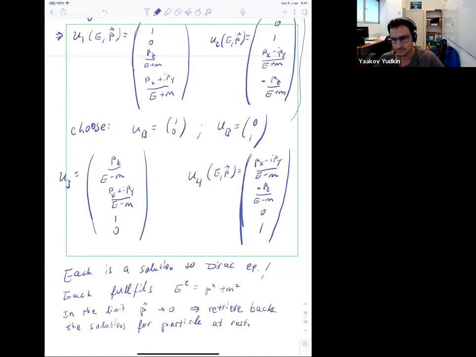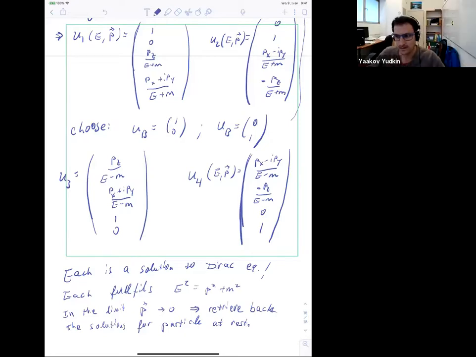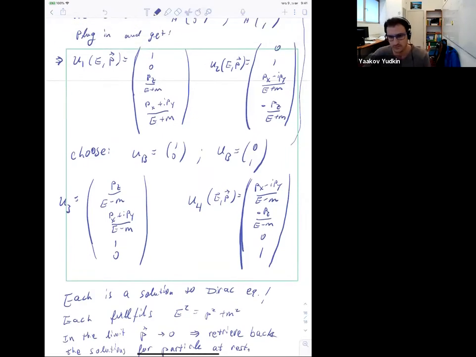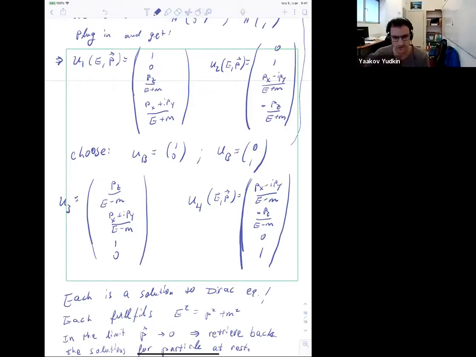Because U1 with non-zero P is kind of a superposition of U1, U3, and U4 with P equals 0. No, these are orthogonal solutions. If I take U1 with non-zero momentum, it's a superposition of the zero momentum solutions U1, U3 and U4. I'm not sure what it means, if it has any meaning. That's my question. Does this have a meaning?